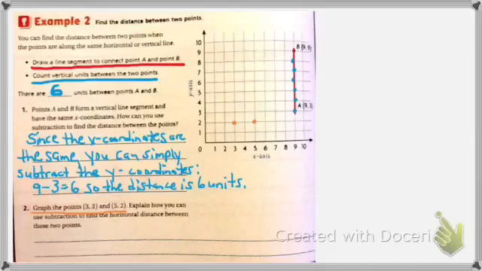The question says, explain how you can use subtraction to find the horizontal distance between the 2 points. Well, I notice that they're both on the same y-axis. They are both on that y-axis too. And if you look at the ordered pairs, the first one is (3, 2), the second one is (5, 2). Both of them have 2 for their y-axis. And when one axis is exactly the same, you can simply subtract the other axis.